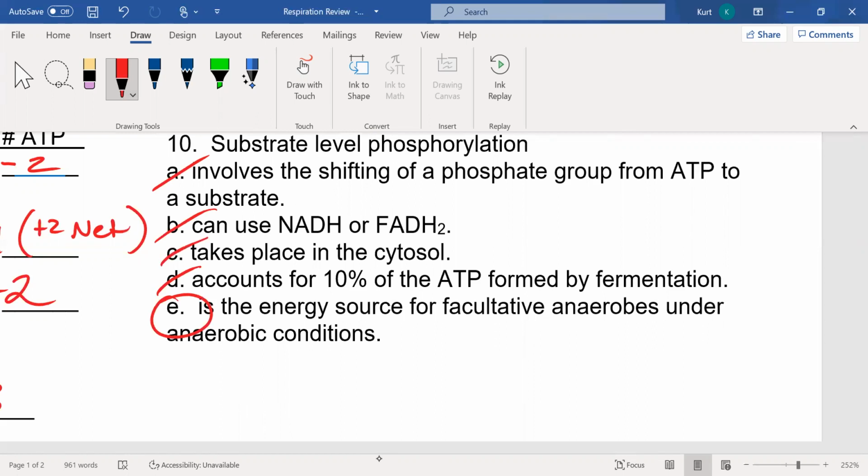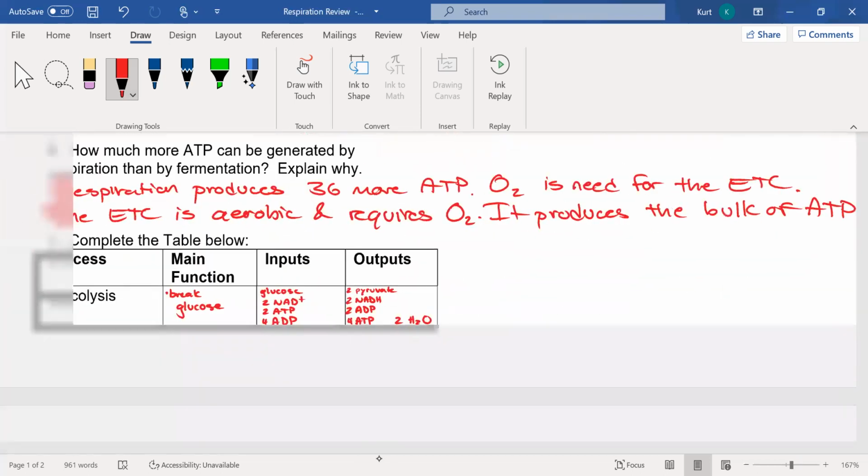Now, I want you guys to key in on this. Anaerobes. An anaerobe is an organism, mostly bacteria. You tell me, do they or do they not need oxygen? They do not. Under anaerobic conditions, a facultative anaerobe can make its own ATP without oxygen. And that process is substrate level phosphorylation. Okay, let's go down to 11 through 20.